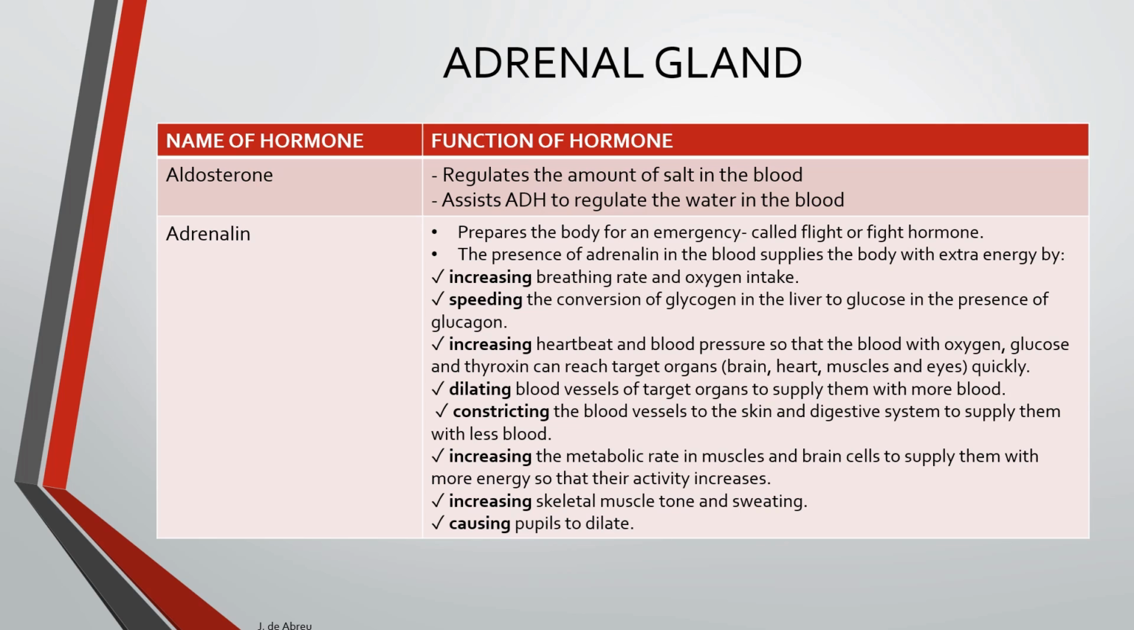Then another thing the body does, so there's a whole list, it also increases the skeletal muscle tone and sweating. Why are we increasing skeletal muscle tone? So that we can run faster, so that we can punch harder, okay? So it's making our muscles bigger. And then it also causes the pupils to dilate. Why? Like I've said, so that your eyes are wide open, you can be very alert and see everything that is coming to you.